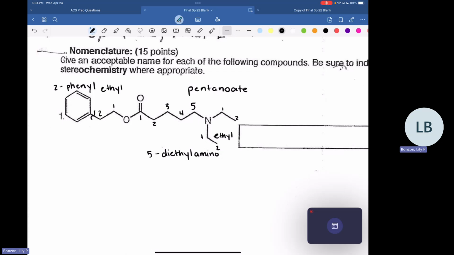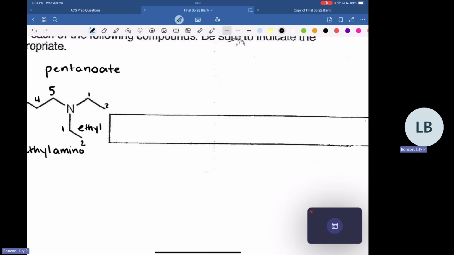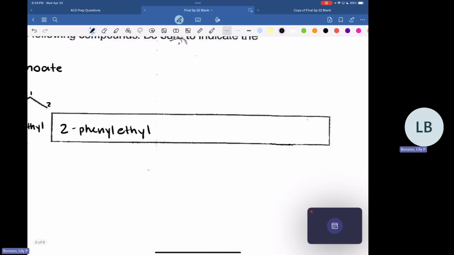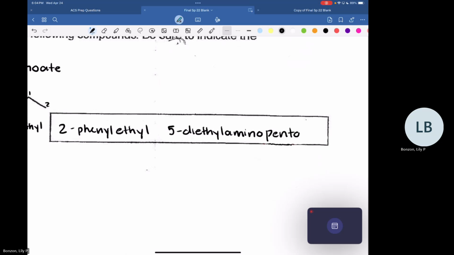So then we're just going to put it all together. There's no R, S, or E, Z, or any stereochemistry. The ether oxygen, ester oxygen part is going to go first. So we've got 2-phenylethyl. And then space, 5-diethylamino pentanoate. Okay, any questions on that first one? All right, we're going to go ahead and move on.